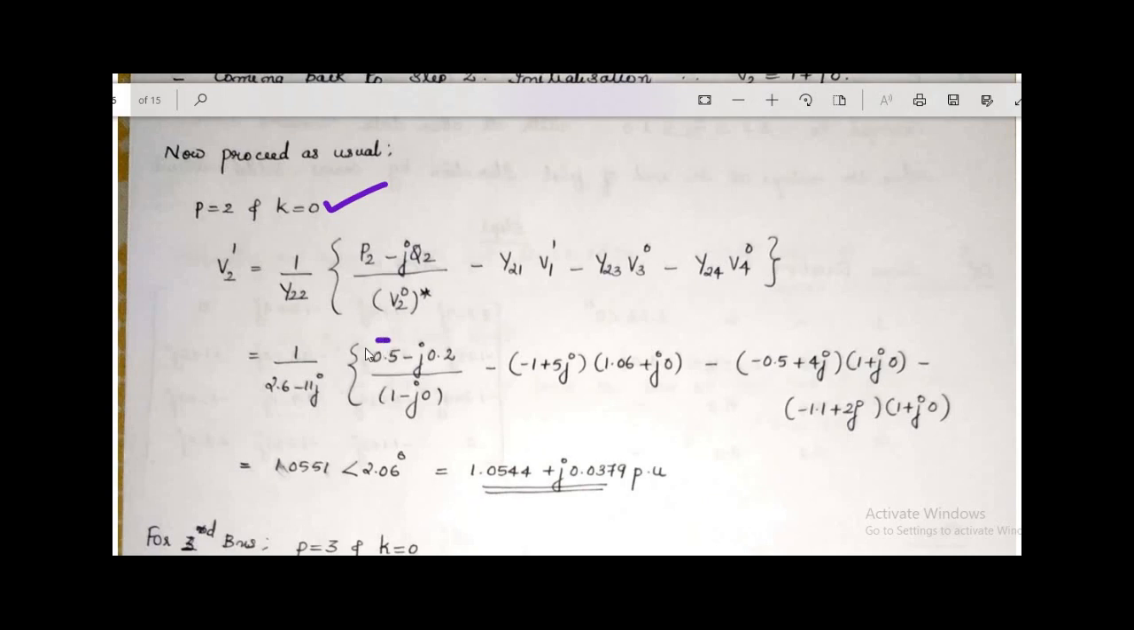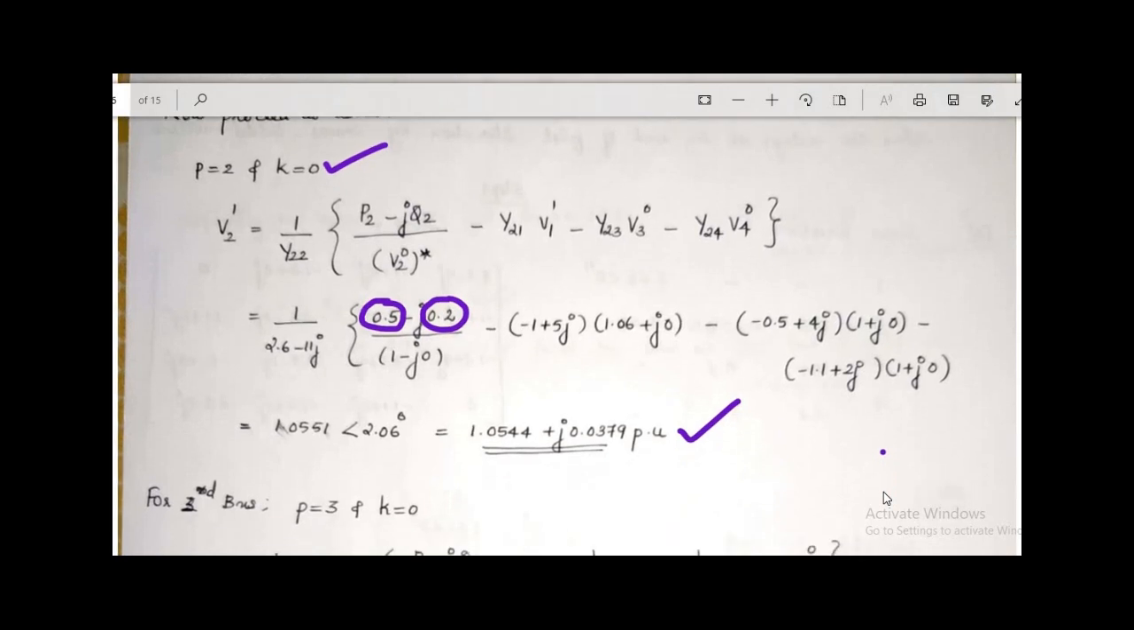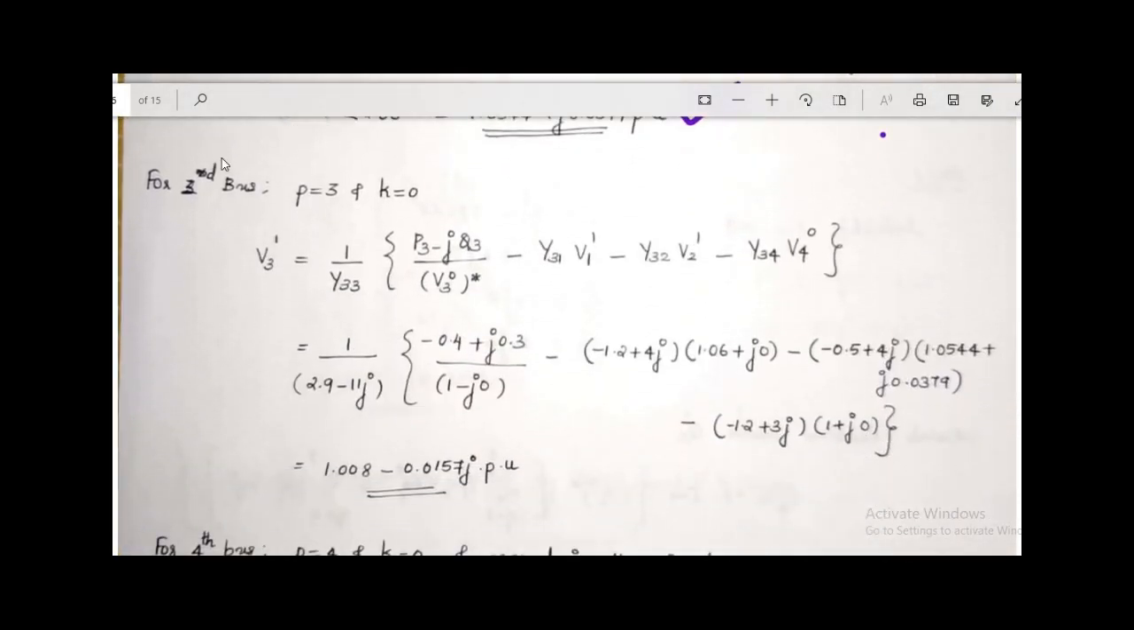See here, the P and Q are given as positive sign. Okay, same value is given and you got the value. Okay, now for the third bus, for calculating the voltage of the third bus, you put P is equal to 3 and K is equal to 0. That is for the first iteration. In the similar fashion, you proceed. Here you will be putting a negative sign for active power and reactive power. Why? Because this was originally load bus itself. So you could give the values as negative for the active and reactive power.